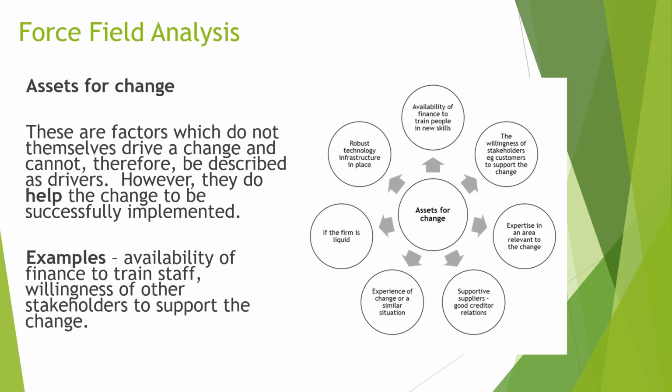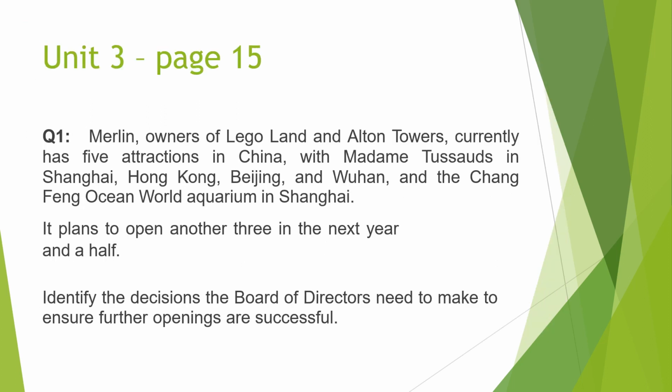You've got a good backing of finance. You've got finance available to train staff, which means the change might be able to go ahead. It might be you've got support from other stakeholders, your shareholders, your managers, your staff. And that would be something that you could have. You've got good, strong staff who normally support your organisation. These would be assets for change.